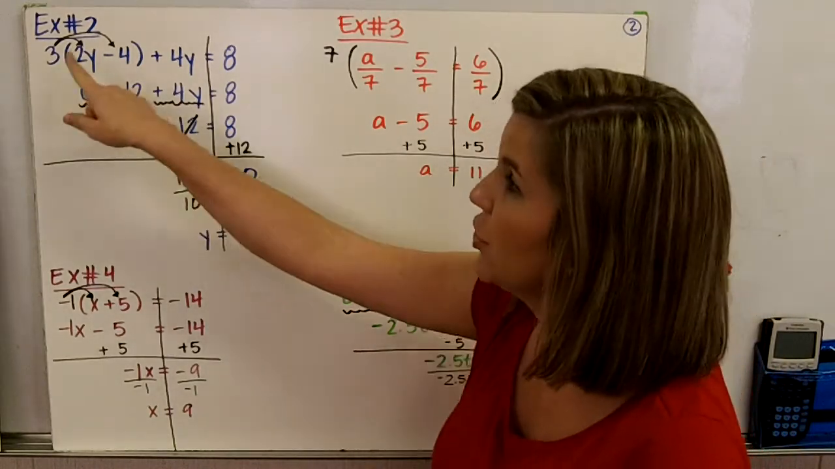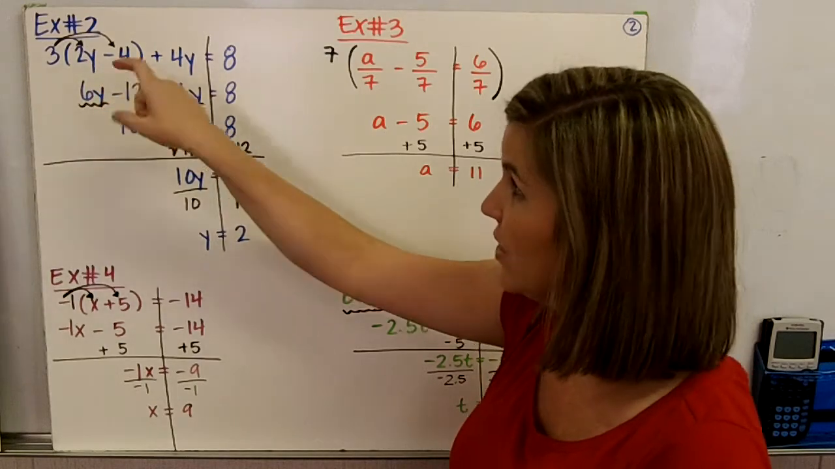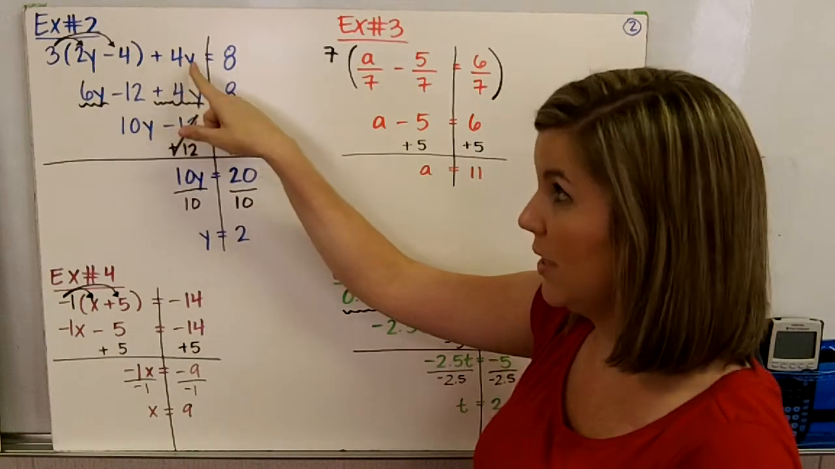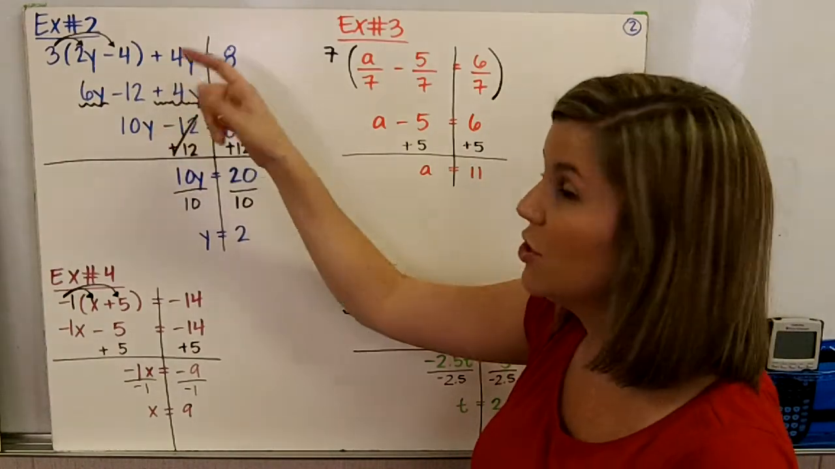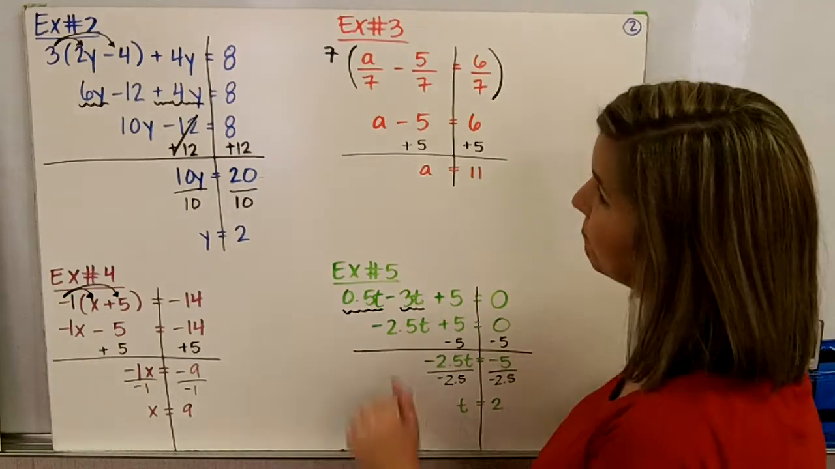You can write out the check part if you want to see if your answer is correct. Plug in 2. 2 times 2 is 4. 4 minus 4 is 0. Times 3 is 0, plus, plug in a 2 where that y is. 4 times 2 is 8. 0 plus 8 is 8, so my answer is correct.